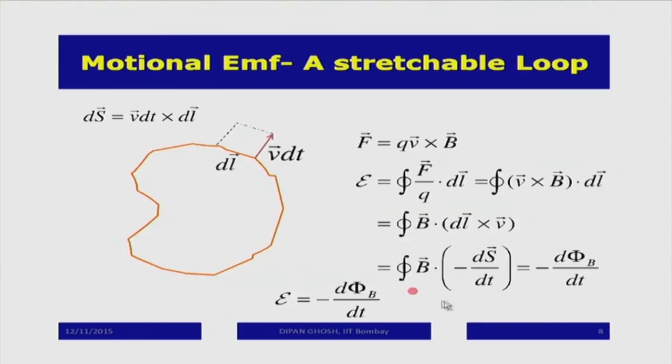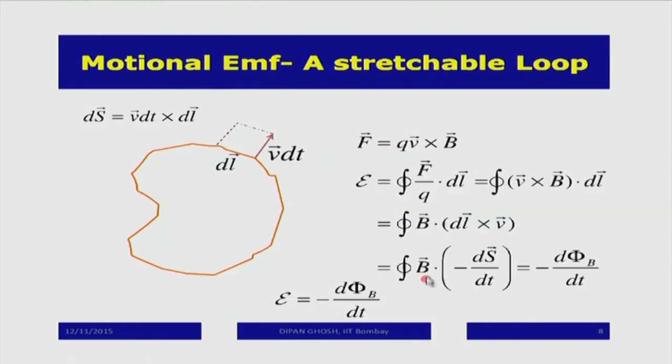And if you look at it, what have I really done? So, dl cross v, what is this? This is the rate at which the area is changing, because v cross dl is the area. So, I have put in a minus sign because of that. You notice the area is ds by dt is v cross dl. So, dl cross v is, with a minus sign, ds by dt.